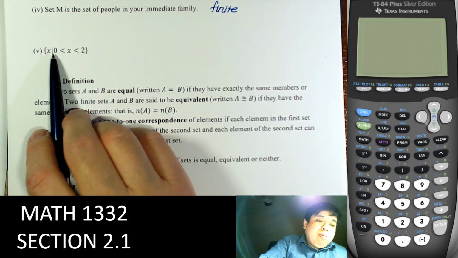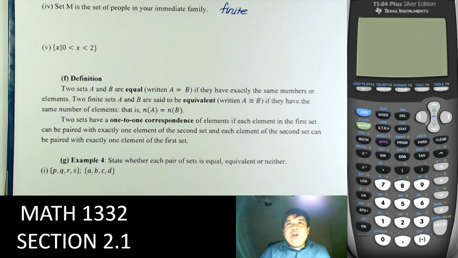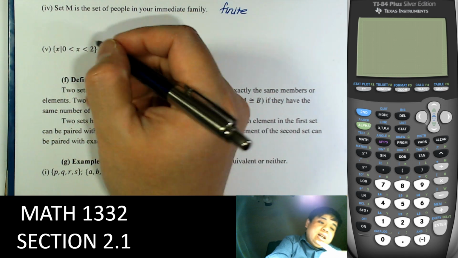And this is the set of all the numbers between 0 and 2. Well, usually up to this point, we say the set of natural numbers has certain properties. Well, here we don't have natural numbers. So between 0 and 2, there is an infinite amount of numbers. It could be 1, 1.2, 1.5, or any decimal form, right? So in this case, it is infinite.